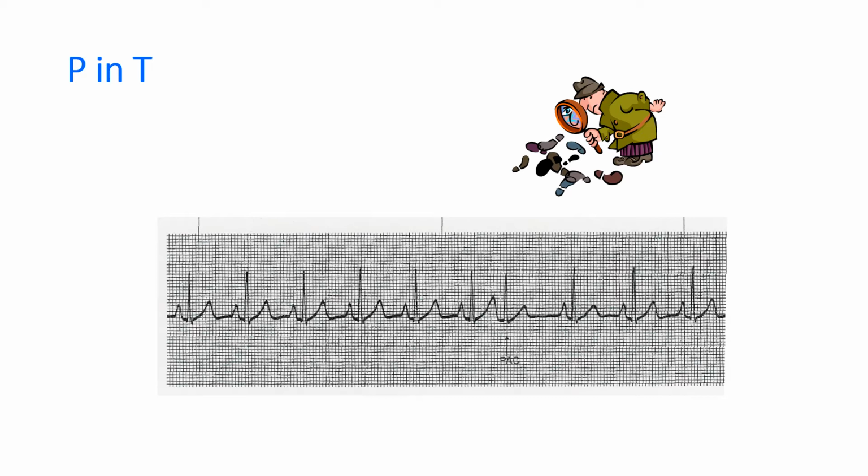So looking at a premature beat, look to see if there is a P, and if there isn't, look at the T wave to see if that P is hidden in there. So this is P in T.